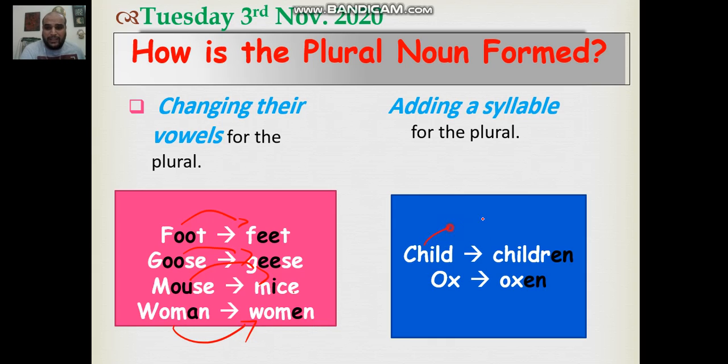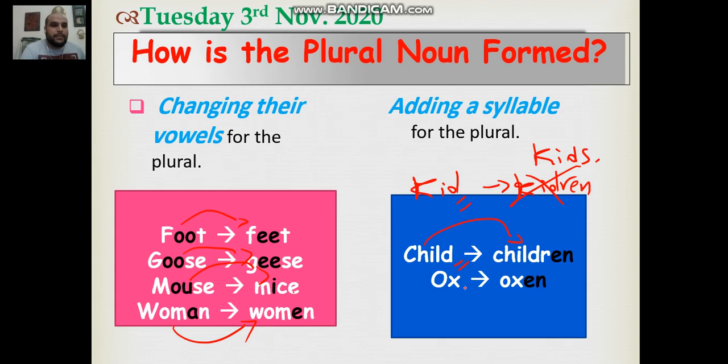Here we have child, children. And last year I faced the problem. I had someone who wrote this: kid, kidren. And when I asked him, he said, look, teacher, this one ends with D, and this one ends with D. I said, okay, and then? And this one is the synonym of this one. So child is going to be children, kid is going to be kidren. I was about to kill myself. Kid is going to be kids.